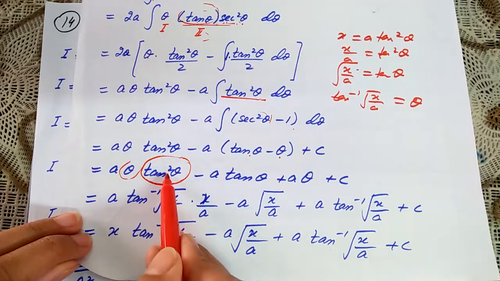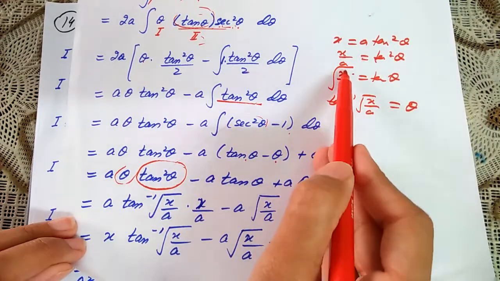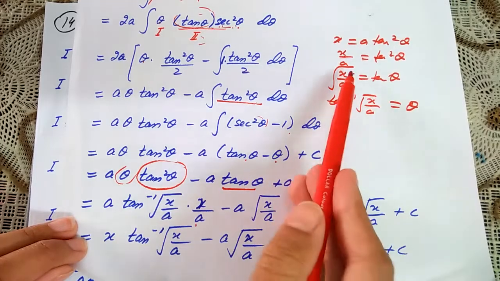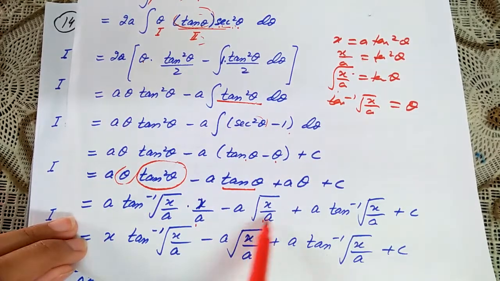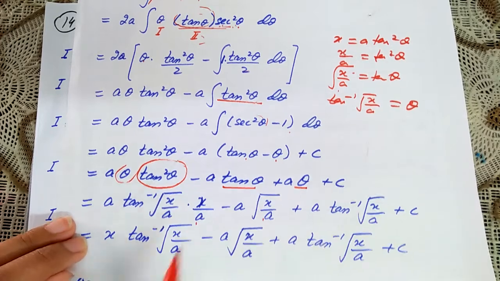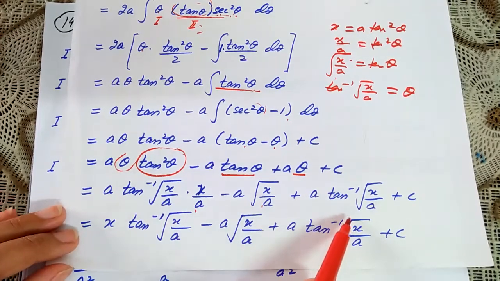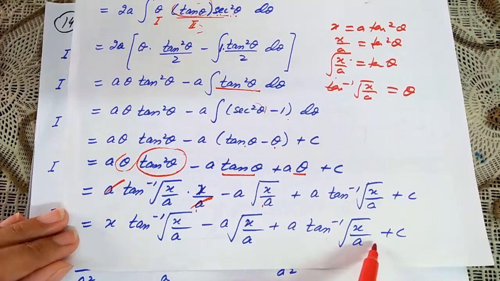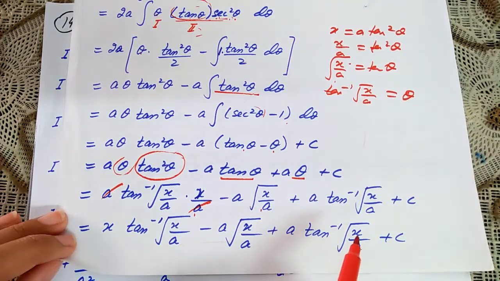Now we need the value of tangent square of theta, that is x over a, replace it here. And tangent of theta is under root x over a, replace it here. Theta again is tangent inverse under root x over a. So just rearrange the terms and we get this answer, because a will be cancelled with this a, and we got this answer of question number 30.